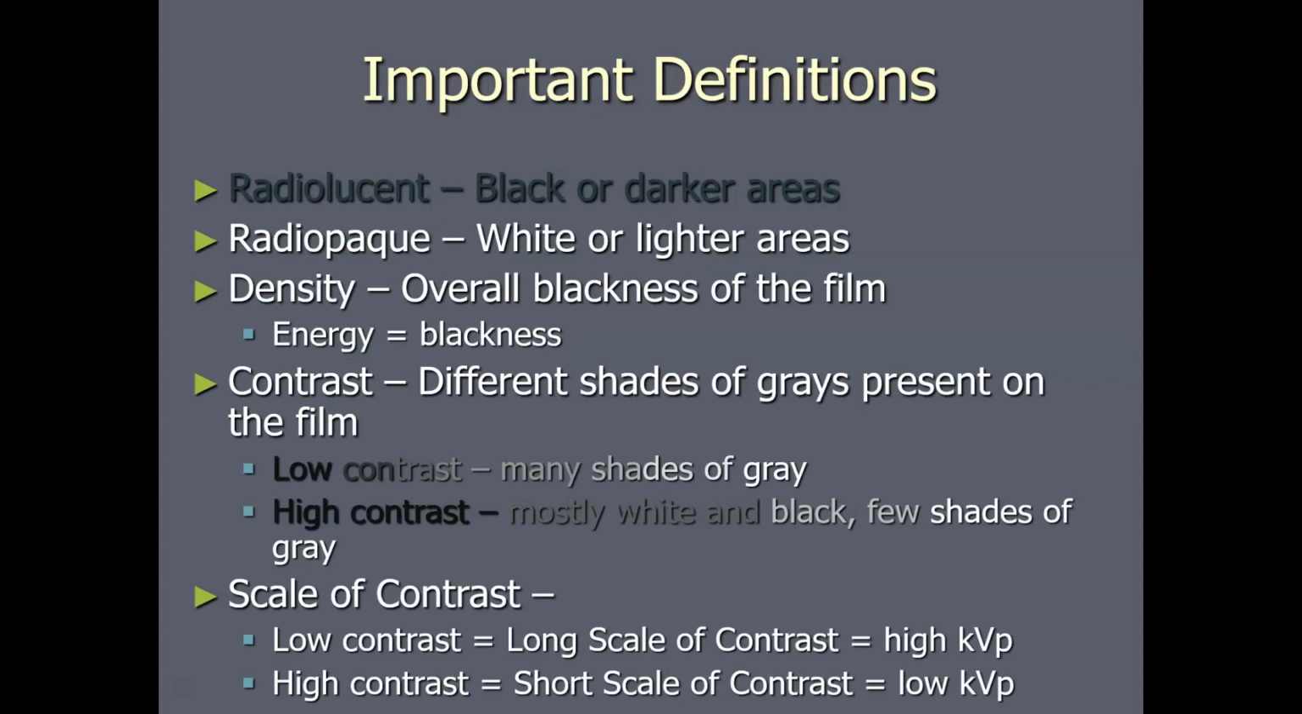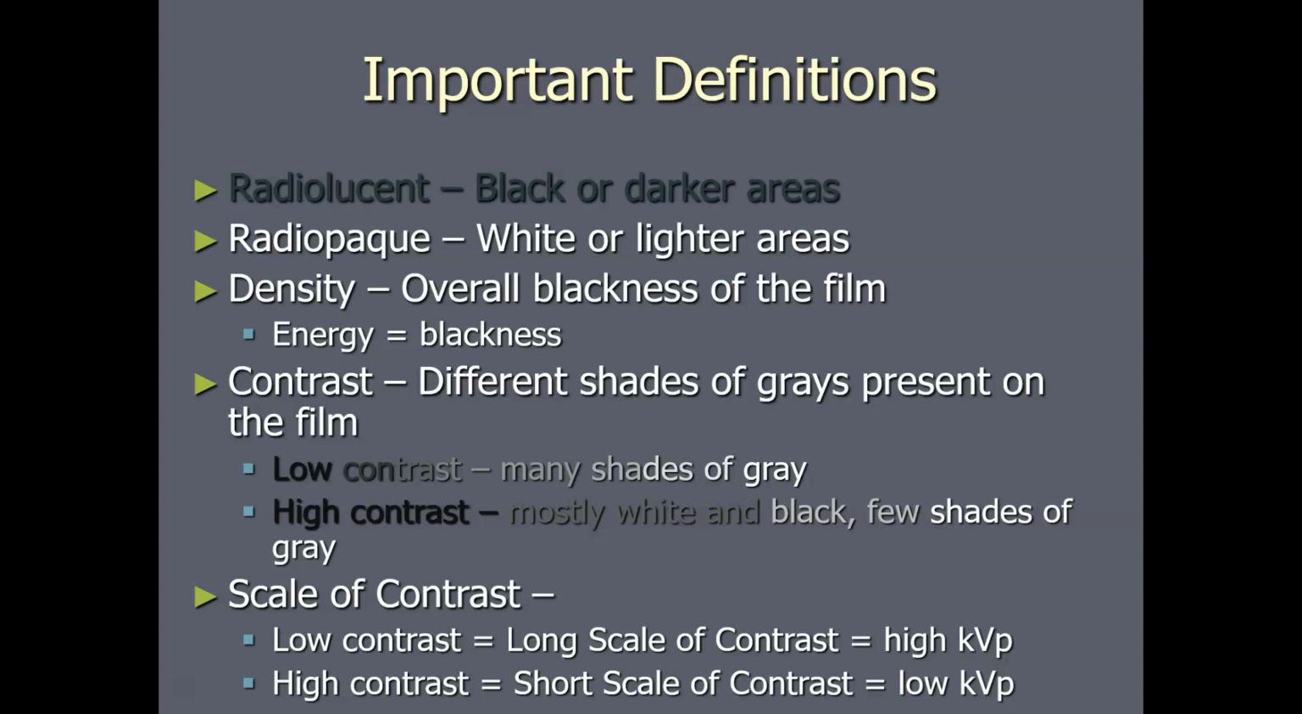Okay, some more important definitions, and they come in pairs. You've got radiolucent and radiopaque. Radiolucent is going to be your darker or your black areas on a radiograph. So if you think about looking at that black and white picture, those dark areas, the black areas, those really dark grays, those are going to be your radiolucent. Radiopaque is going to be your white or lighter areas, or the lighter grays in that black and white picture.